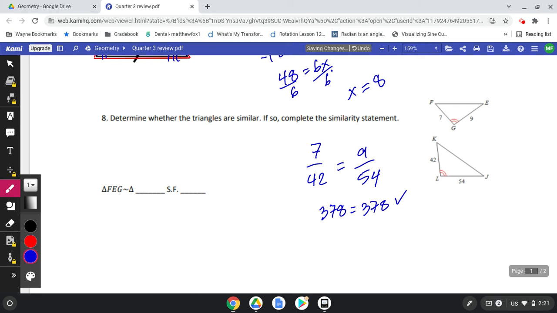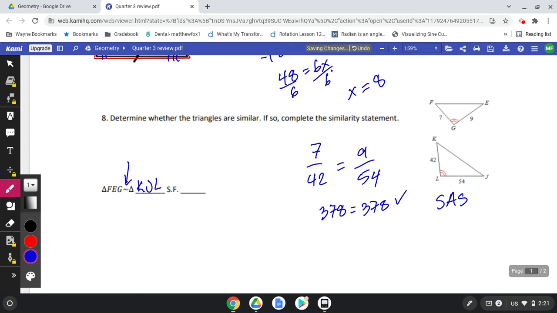Our reason is going to be by SAS, side angle side similarity theorem. Now, FEG has to be similar to, right here you see there's the symbol for similar. F has to match up with K, E with J, and we already knew G and L went together.